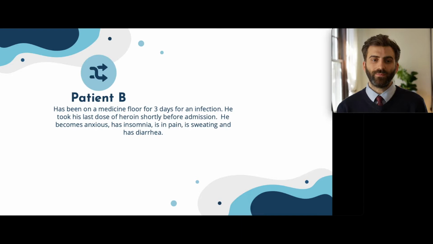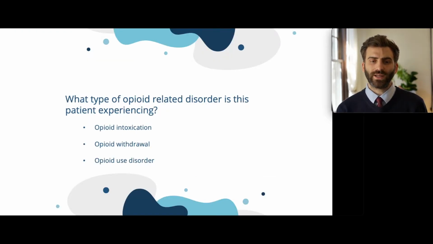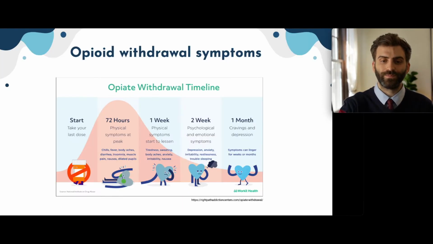So patient B has been on a medicine floor for 3 days for an infection, so they've been in the hospital for 3 days. He took his last dose of heroin shortly before admission. He becomes anxious, has insomnia, is in pain, is sweating, has diarrhea. What type of opioid-related disorder is this patient experiencing? Feel free to pause and think about it. But this patient is in opioid withdrawal.